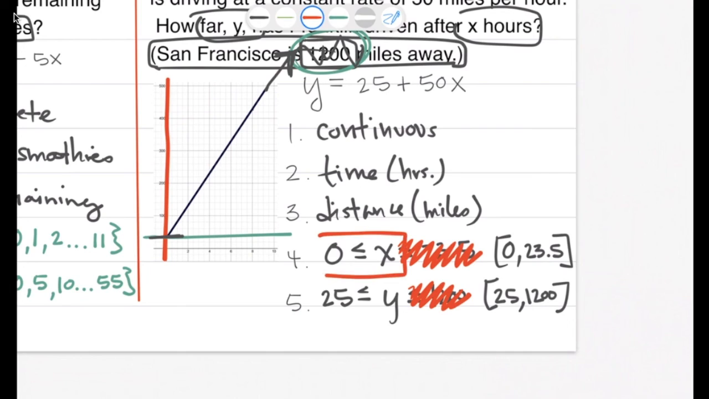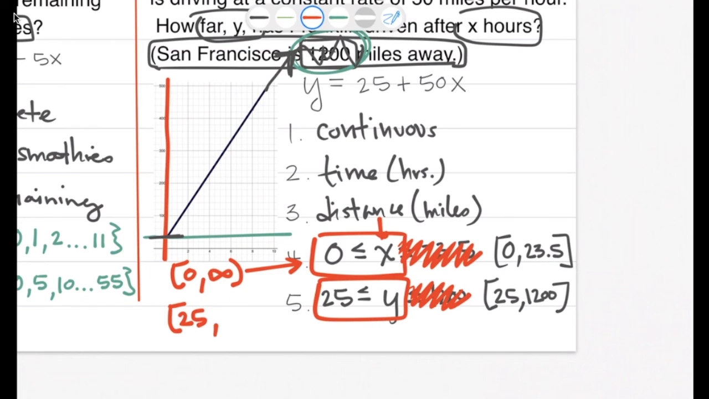And usually you would say this backwards. You would say x is greater than or equal to 0 and y is greater than or equal to 25. And then for interval notation there, it would just be 0, comma, positive infinity, parentheses. And then for the range in interval notation, it would go from 25 to, again, positive infinity. So that's if theoretically he continued driving forever and ever.